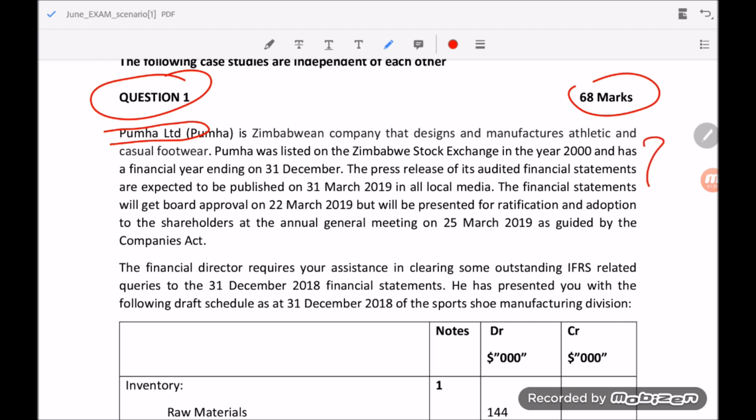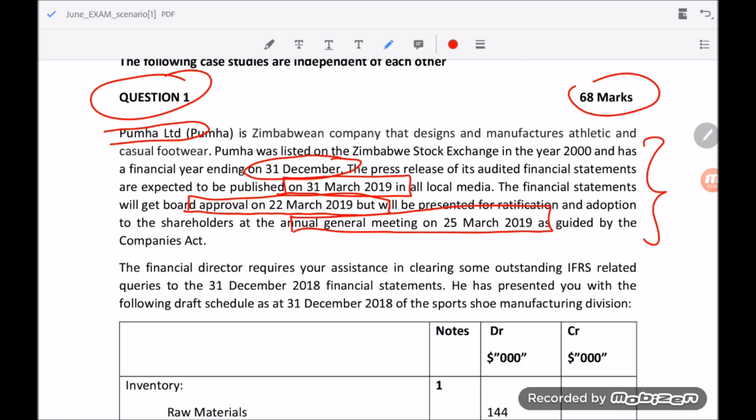All of this paragraph is simply giving you the background story of the entity. They're listed on the ZSE. Their year end is 31 December. That means we're going to be dealing with a financial period which begins in January and ends in December. But in the current year, we are told that the financial statements were published on 31 March 2019. We see board approval for the release of the financial statements took place on 22 March, and there was an annual general meeting on 25 March 2019.